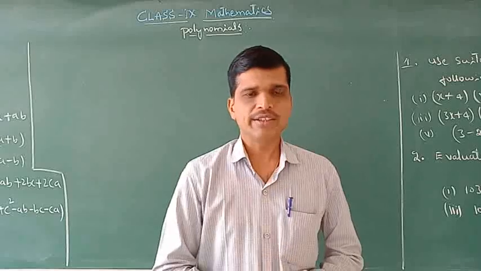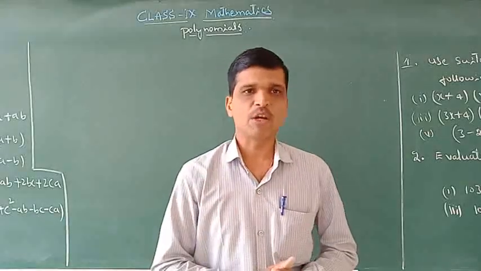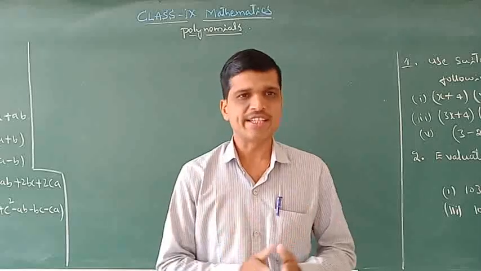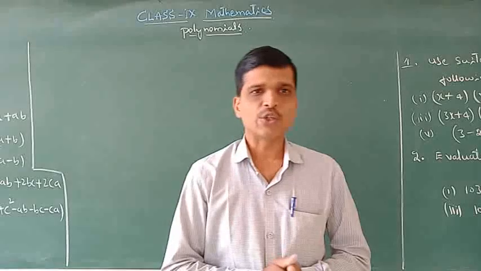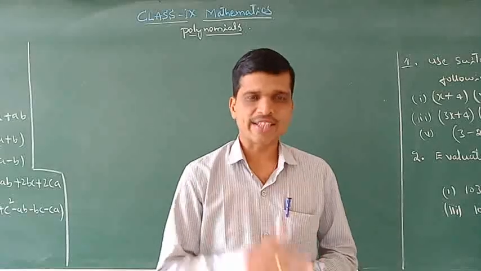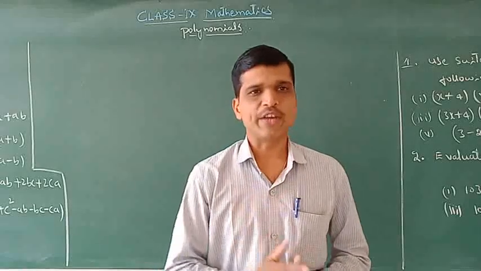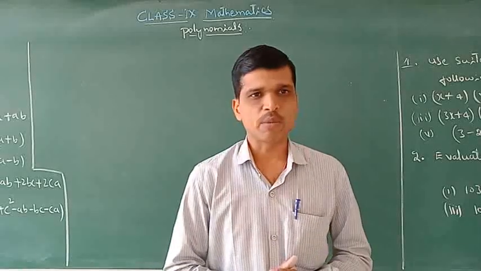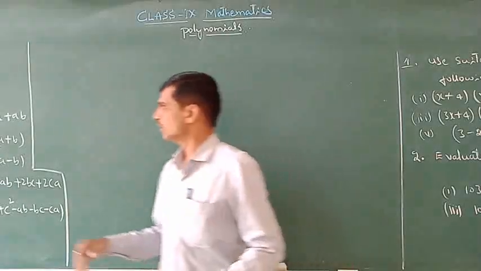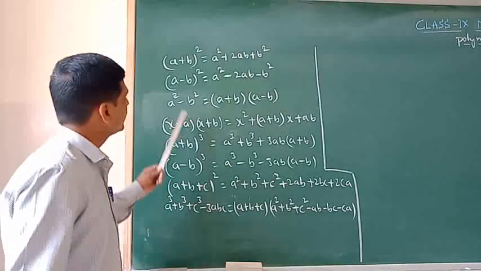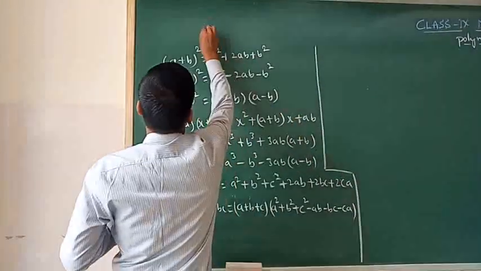Before going to that, in the last class I reminded you about the formulas, that is, identities. You know that algebraic identities are truth values, hence they are called identities. So today, based upon the identities, I would like to explain the exercise containing the problems, that is 2.5. Okay, let us see here the identities. These are called identities.